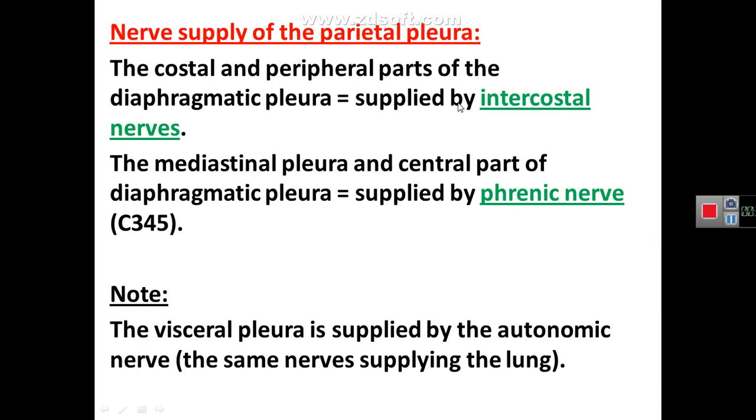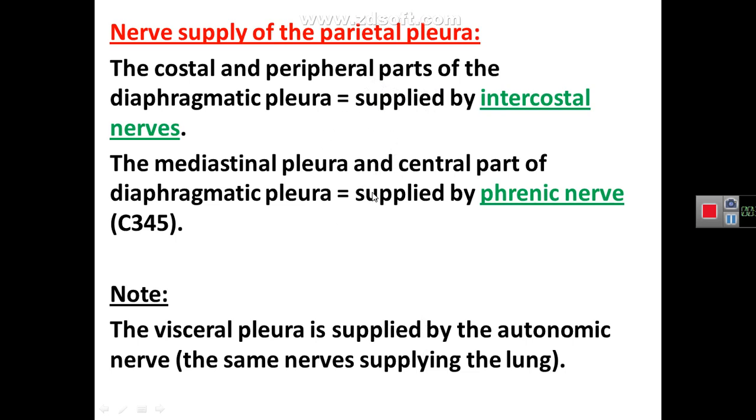As we said at the beginning of the description of the pleura, the visceral pleura is supplied by the same autonomic nerves of the lung, which are sympathetic and parasympathetic, and this visceral pleura is firmly adherent to the lung. Because it is supplied by the same autonomic nerves of the lung, it is poorly sensitive to pain or non-sensitive to pain. While the parietal pleura is pain sensitive because it is supplied by spinal nerve.